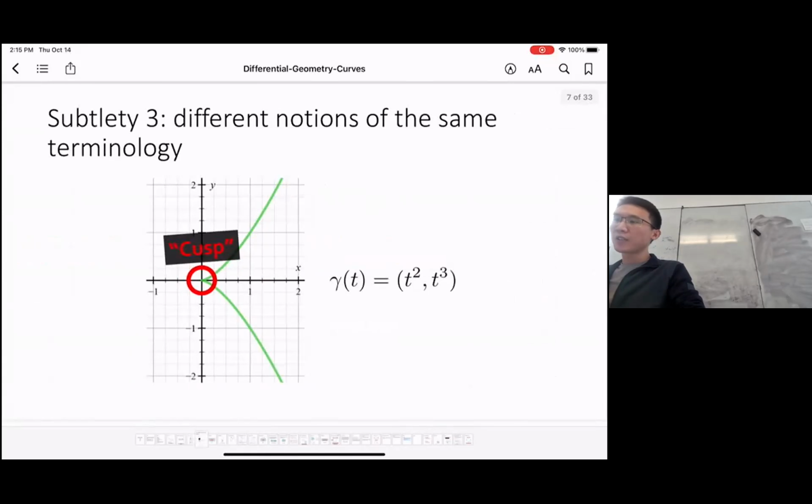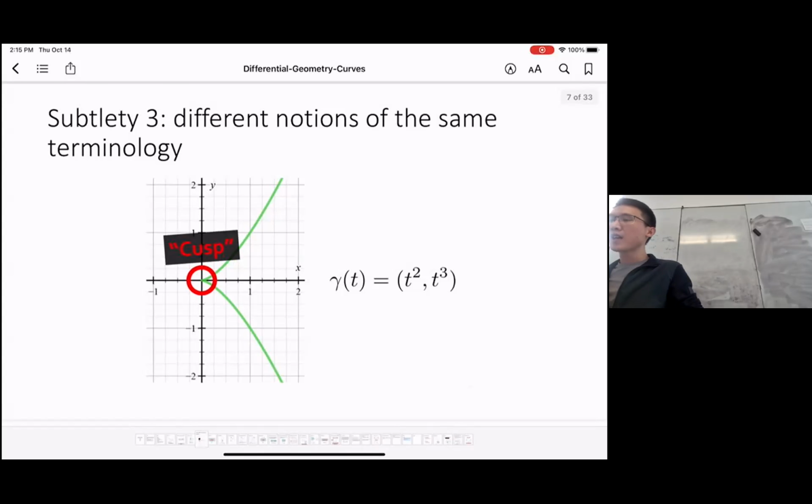So the third subtlety here is that when we are talking about functions and when we are talking about curves in the space, the terminology sometimes won't match. What do I mean by this? Imagine I have this function R(t) equals (t squared, t cubed). I can plug in all the t values, and then I can draw this curve out, which looks like the green line on the left-hand side.